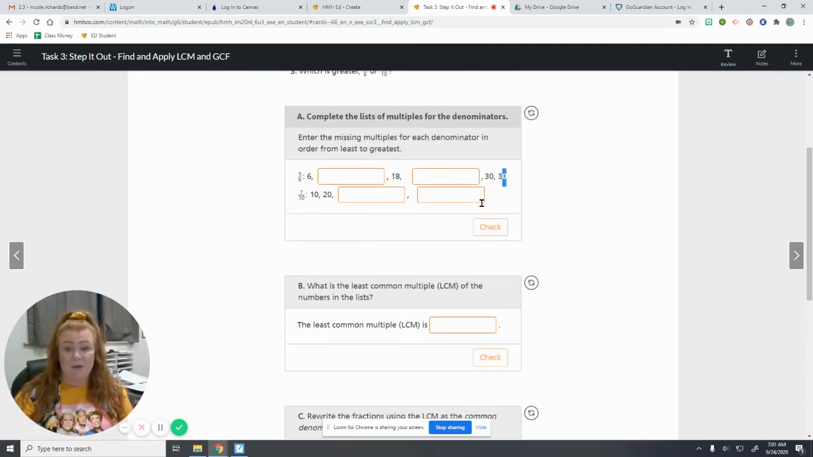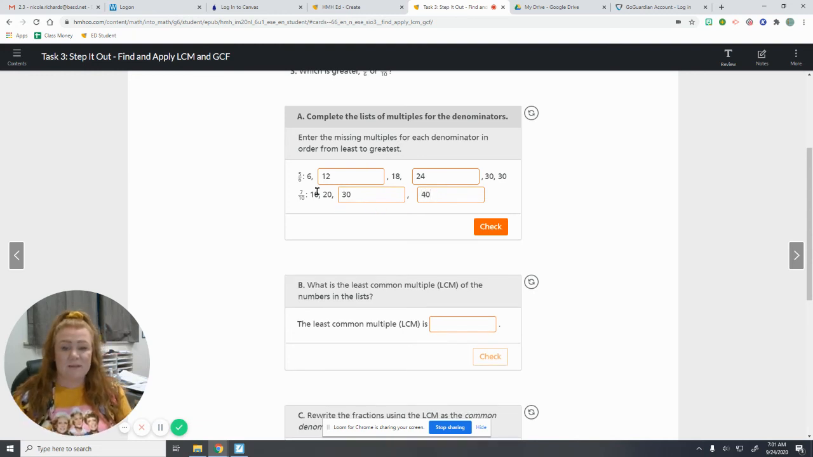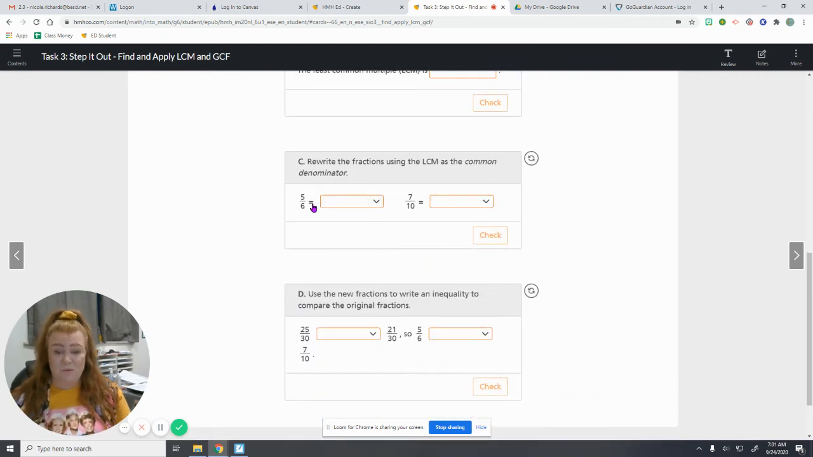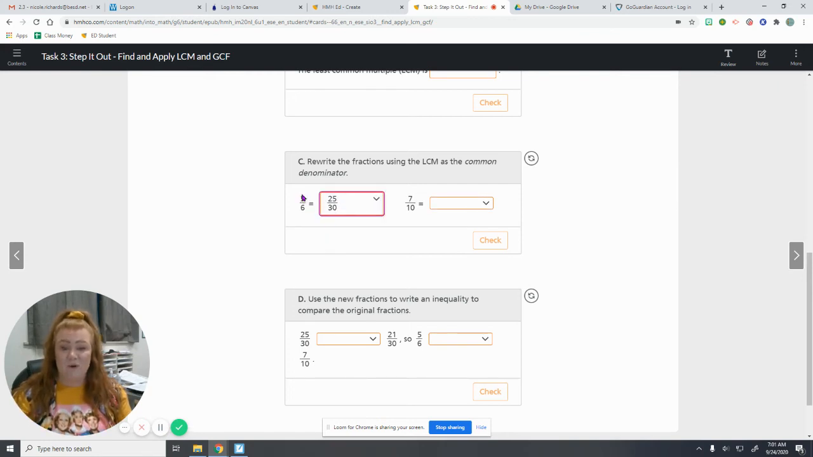So if I am looking at my list of 6, 12, 18, 24, 30, 36, 10, 20, 30, 40, I can see the smallest number they have in common is 30. So I want to rewrite these fractions with 30 as the denominator. So how do you get from 6 to 30? Times by 5. Whatever you do to the bottom, you have to do to the top. So 5 times 5 is 25. So my answer is 25 over 30. Times by 5, times by 5.